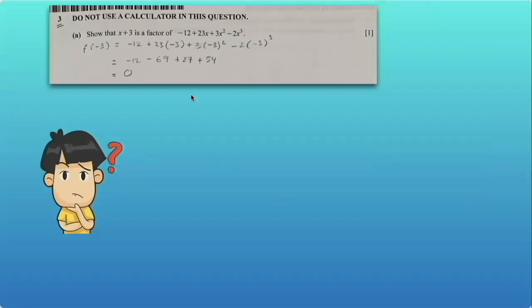Number 3, it says no calculator. Show that x plus 3 is a factor of this expression. First thing, what we can do, find the x values that will make this 0. So x is equal to -3. Substitute this into this expression. The answer is 0. So that's how we show it.